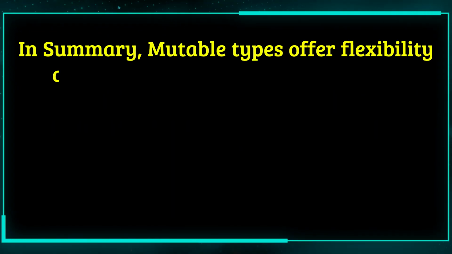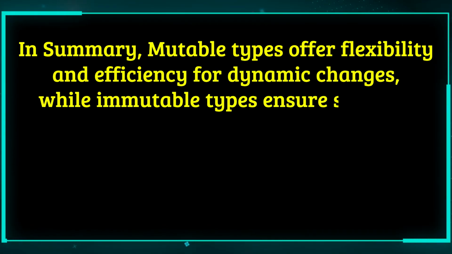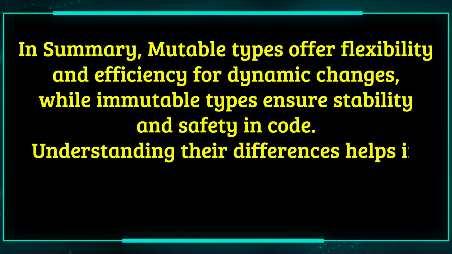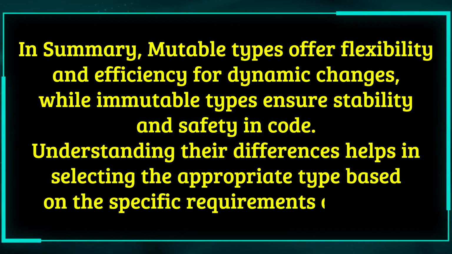In summary, mutable types offer flexibility and efficiency for dynamic changes, while immutable types ensure stability and safety in code. Understanding their differences helps in selecting the appropriate type based on the specific requirements of a task.